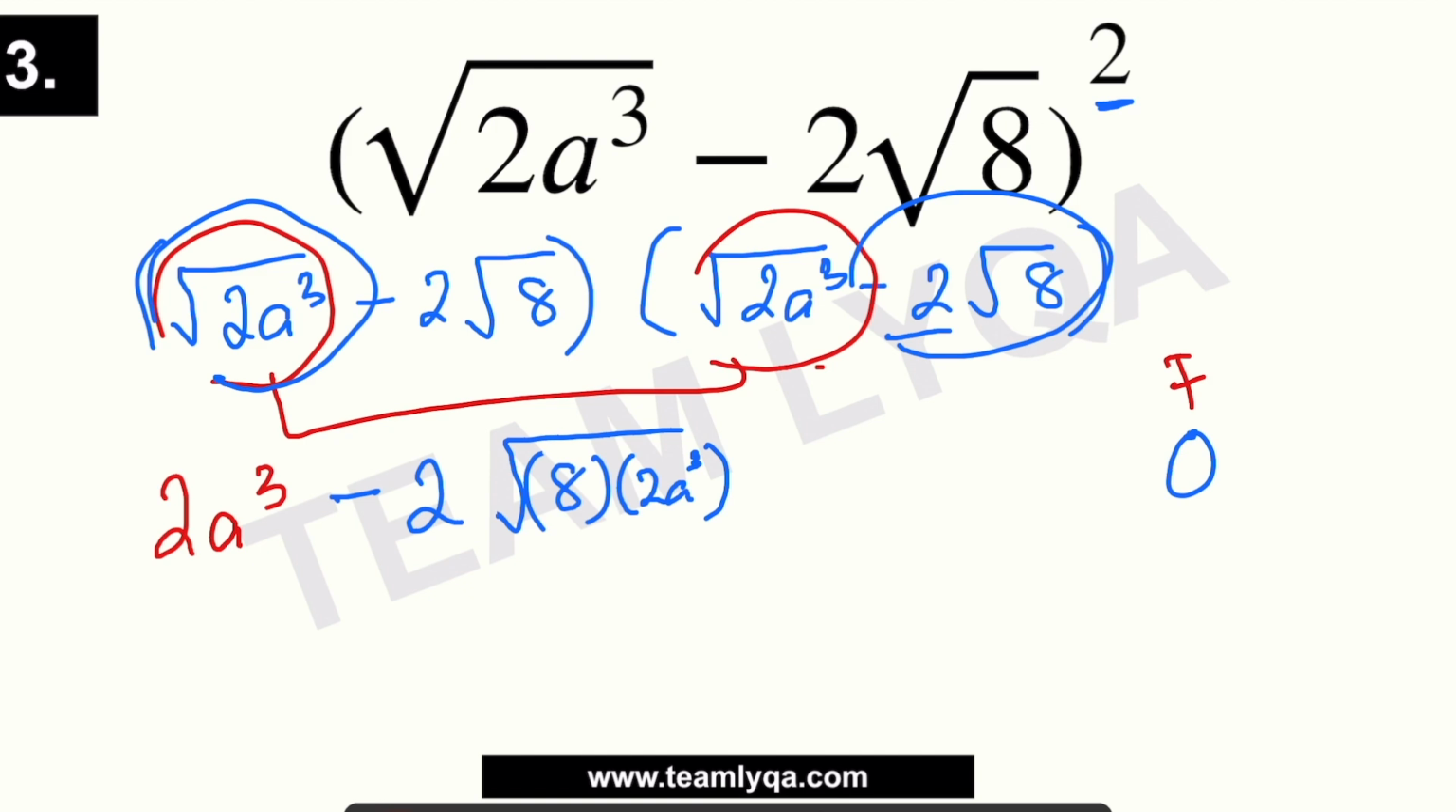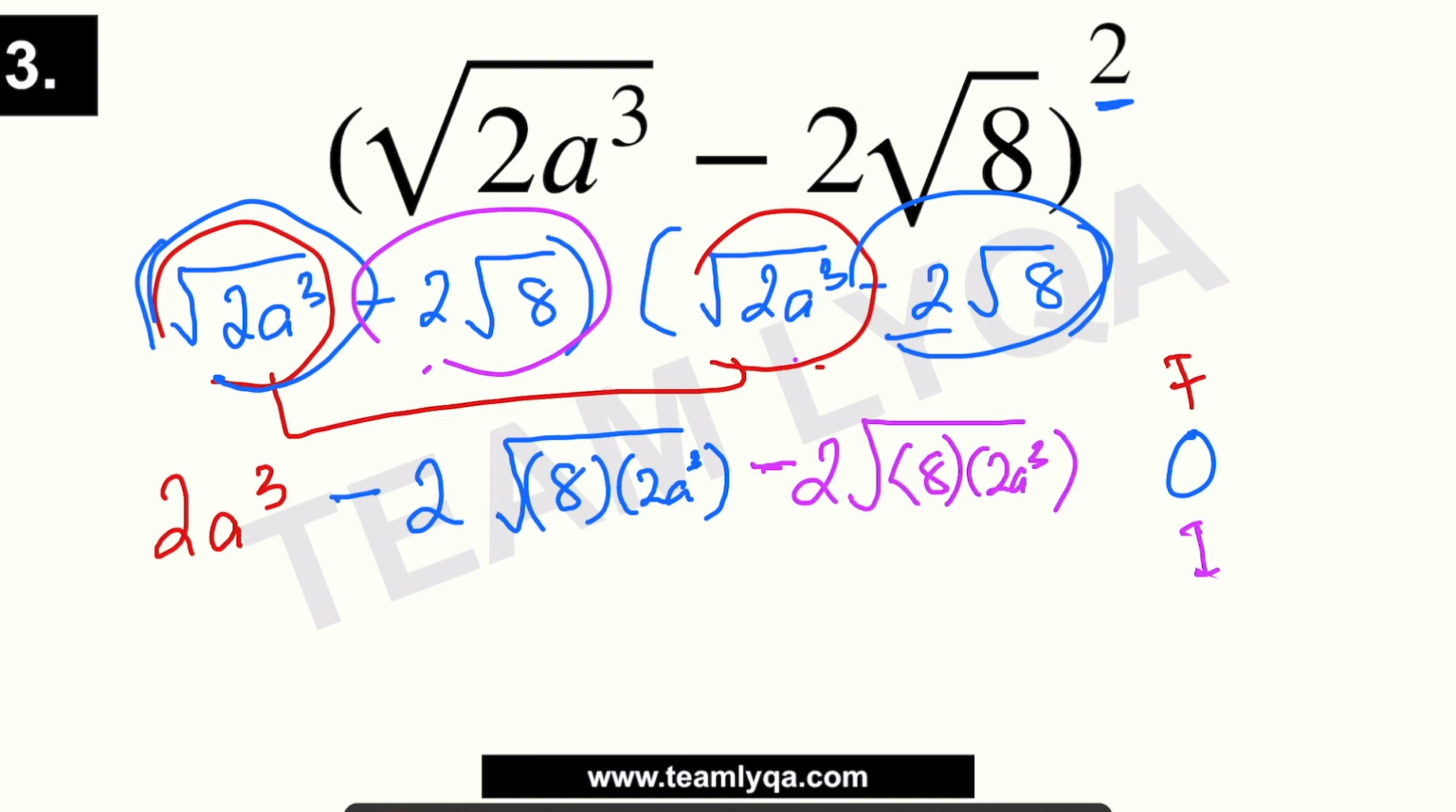Ganyan muna ko siyang isusulat. Mamaya ko na isi-simplify ng todo. Doon na tayo sa inside. Inside, you have negative square root of, and negative 2 square root of 8 times this. Now, if you notice, magkamukha sila nito. So, pwede ko siyang kopyahin na lang. Minus 2 square root of 8 times 2a cubed.